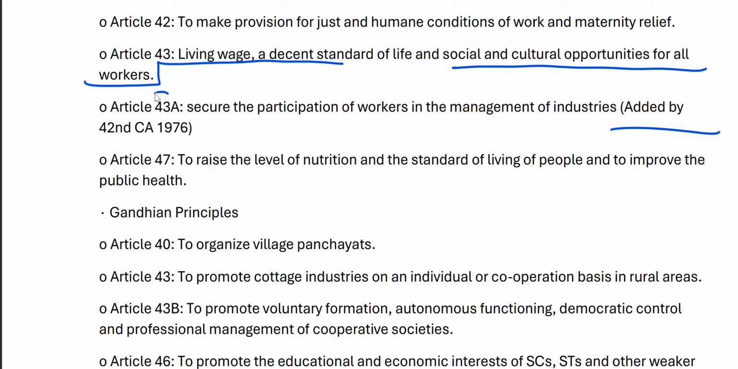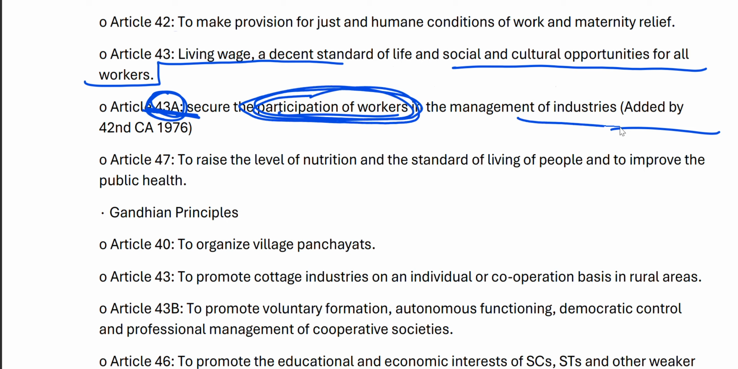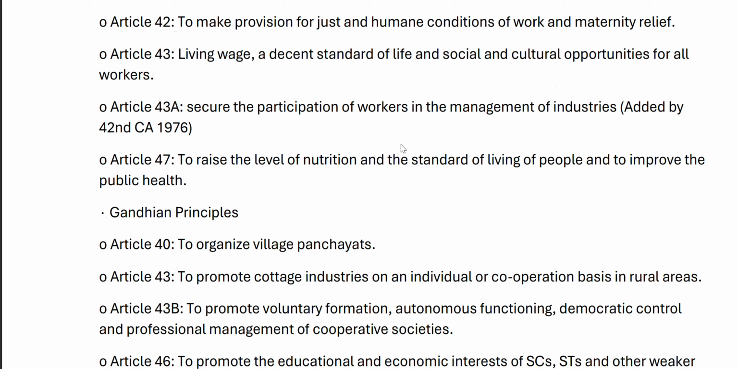Now we have 43A. What is 43A? We need to secure the participation of the workers in the management of the industries. 43 is also workers and 43A is also workers. These workers are also the socialistic principles, right? So 43, what is it? We need to have decent opportunities for the workers. And 43A, now 39 and then 43, all are more or less odd numbers, all added according to the 42nd Constitutional Amendment Act.